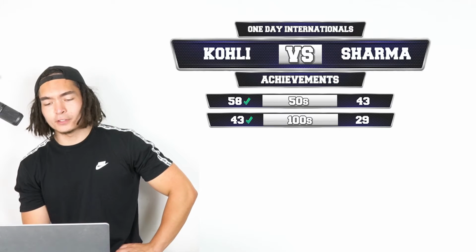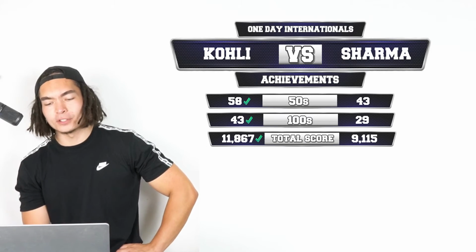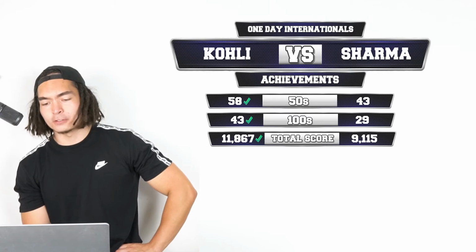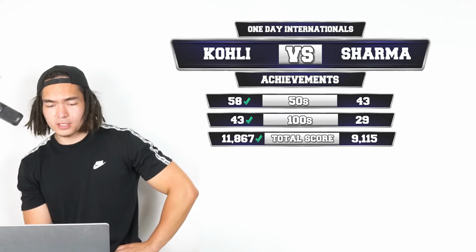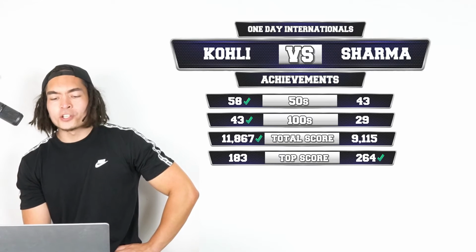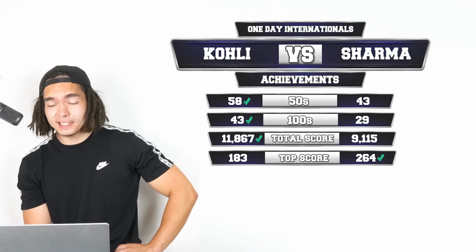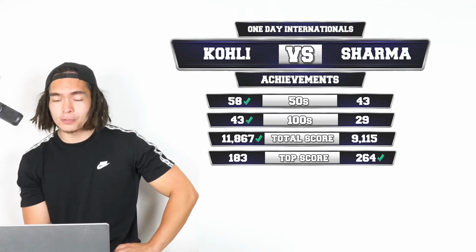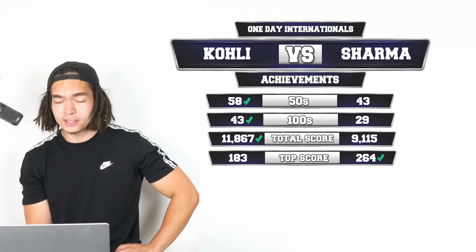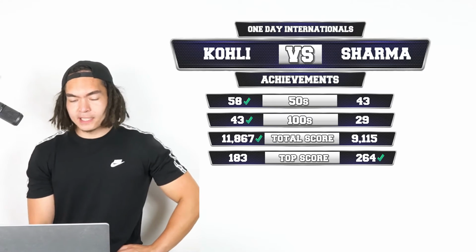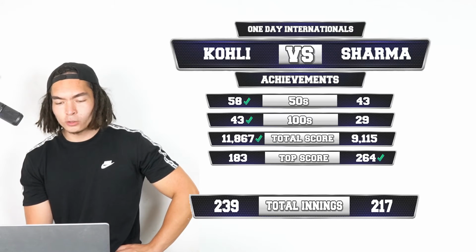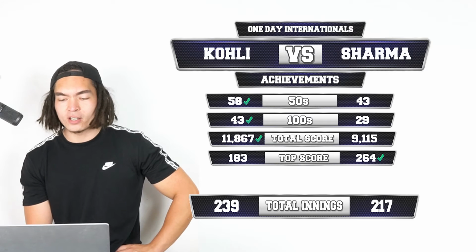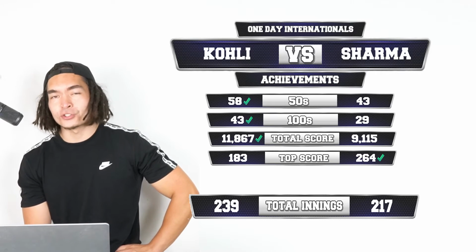Total runs, 11,867 for Virat. And for Rohit Sharma, 9,115. Now to top scores. Virat Kohli, 183. Rohit Sharma, 264. So Sharma really smashed it out of the park there. Literally. Now to set the scene, of course, not much difference here too, by the way. Innings. Virat Kohli has played in 239 ODIs and Rohit 217.